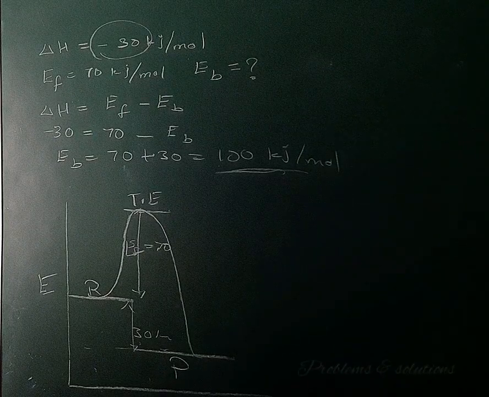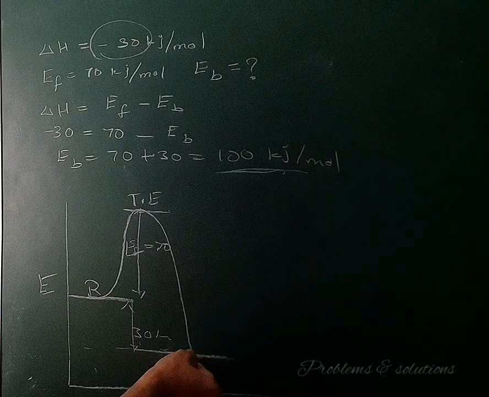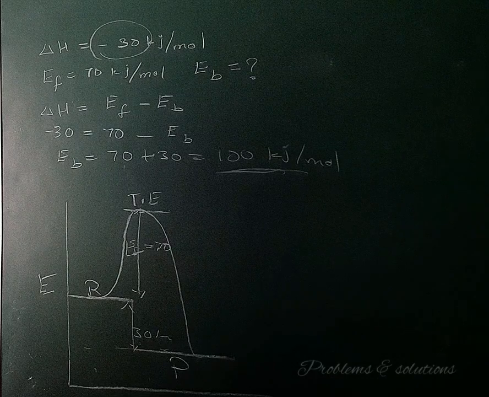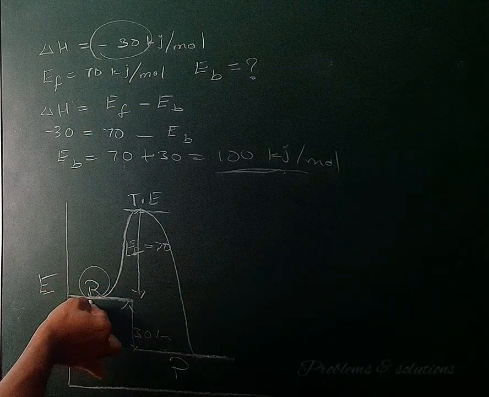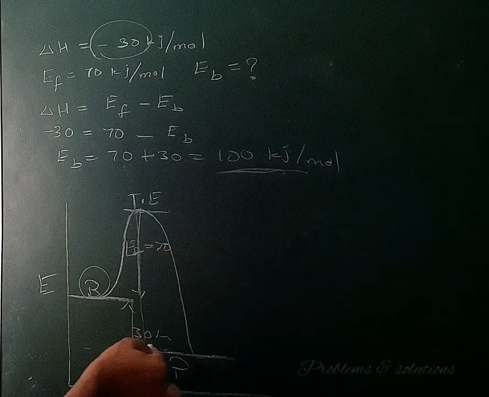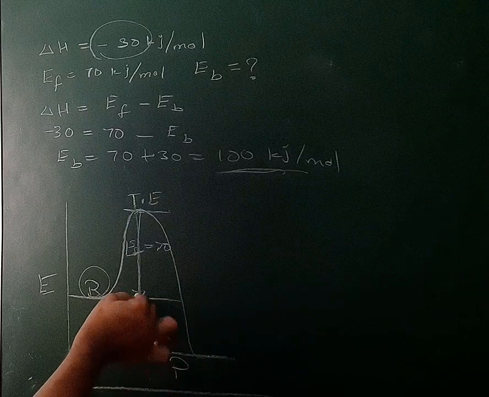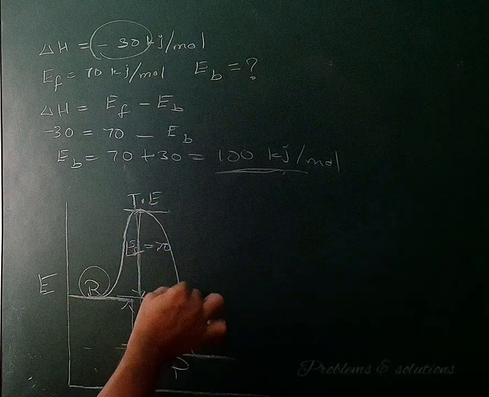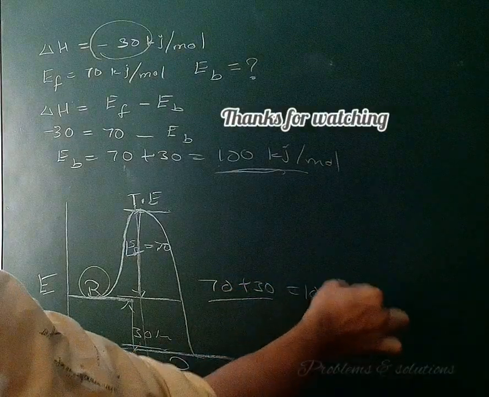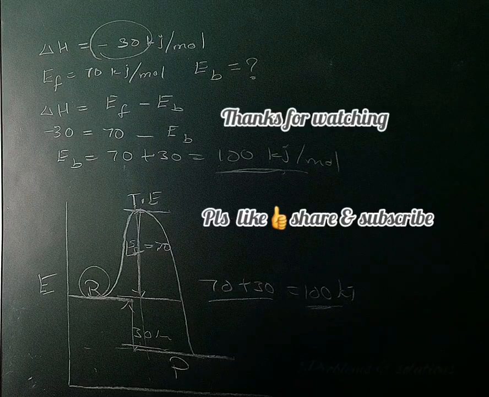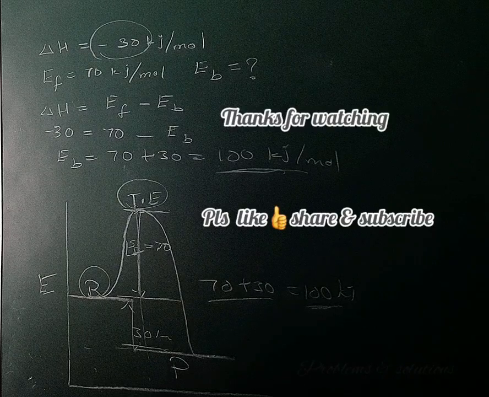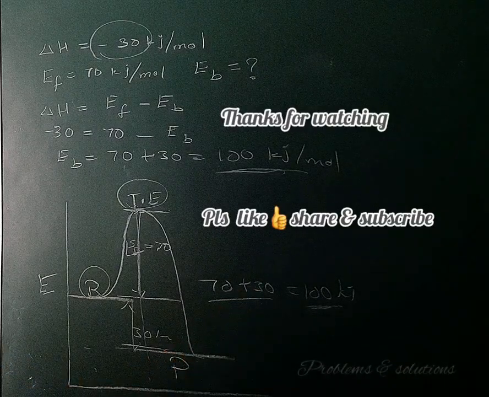But we want to know the value of the activation energy of the backward reaction, that is, products to reactants. So if you want to get the reactants back, the products have to gain this much energy. How much energy? From here to here 30 kilojoules, from here to here 70, a total of 70 plus 30, 100 kilojoules of energy to reach the threshold energy so that it can form reactants back. So this is the activation energy of the backward reaction.